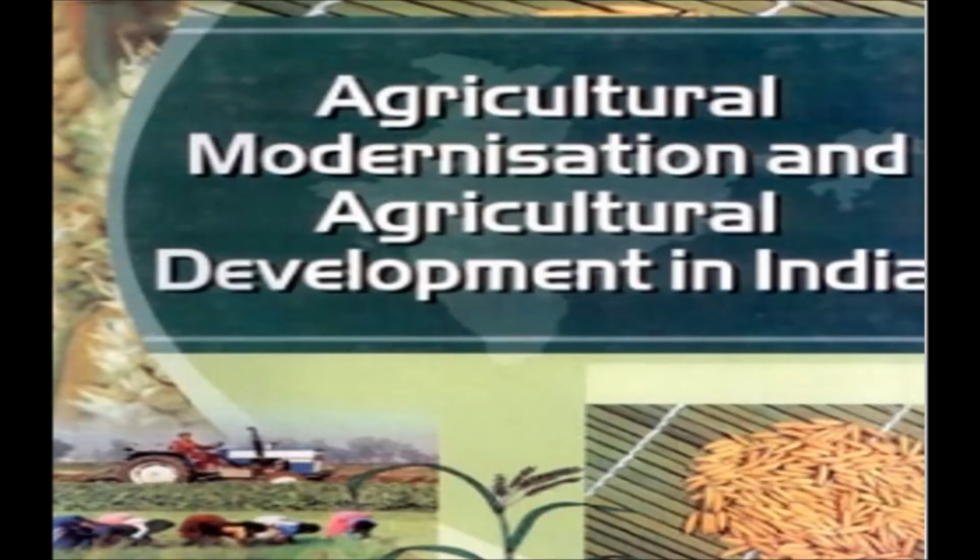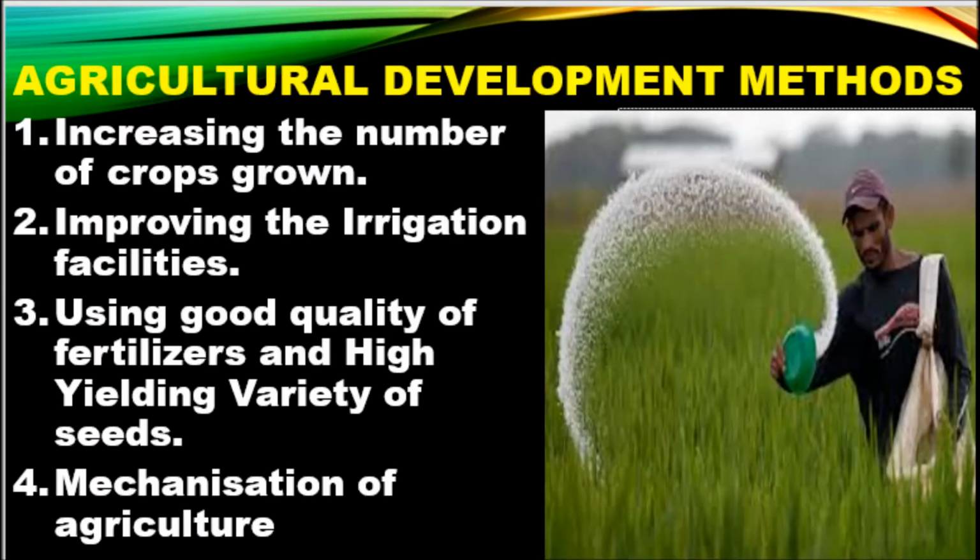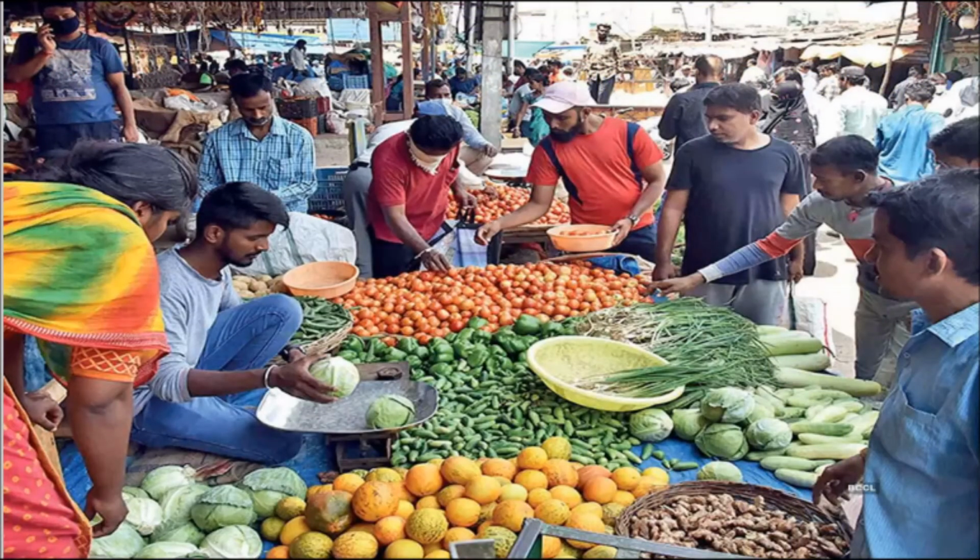Agricultural development refers to efforts made to increase farm production in order to meet the growing demand of an increasing population. This can be achieved in many ways, such as increasing the number of cultivating areas, increasing the number of crops grown, improving the irrigation facilities, using good quality fertilizers and high yielding varieties of seeds, and mechanization of agriculture. The ultimate aim of agricultural development is to increase food security so that hunger is totally driven out from our world.